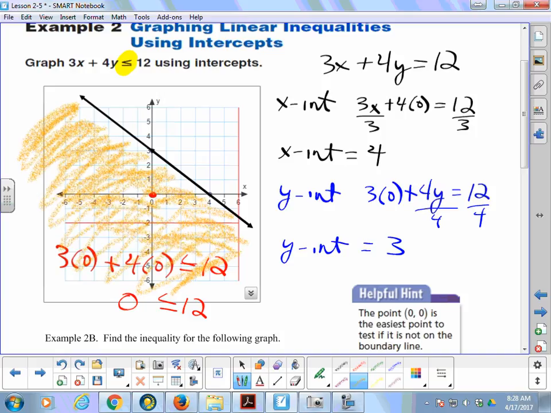So we find the intercepts, graph them, determine whether it's a dotted line or solid line, and then we're going to check the origin to see if it works. If it's true, we're going to shade the side that the origin is on. If it's false, we'll shade the other side. If the origin is a point on the line, then you just need to choose another point. Zero, one, or one, zero, something easy like those.